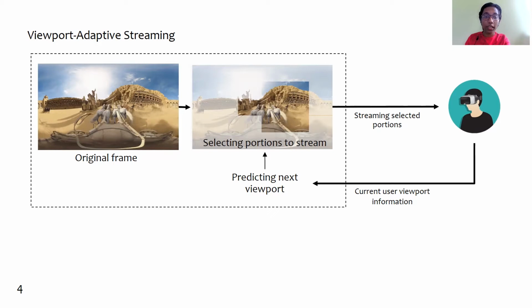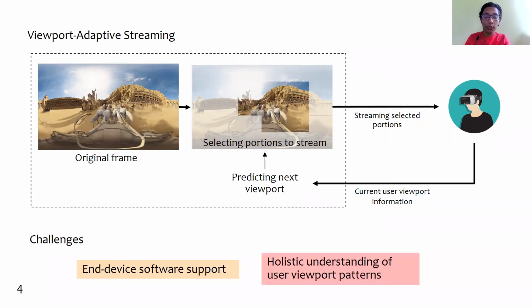Viewport adaptive streaming or field of view aware streaming has emerged as an efficient approach for 360 video streaming. It significantly reduces the amount of data that has to be transferred by predicting the next viewport or the field of view of the user and streaming only the selected portion of the panoramic frame to the client. But so far, viewport adaptive streaming has not been adopted by streaming service providers like YouTube and Facebook. This is primarily due to the lack of end-device software support and the lack of holistic understanding about user viewports with respect to different frames and different videos.